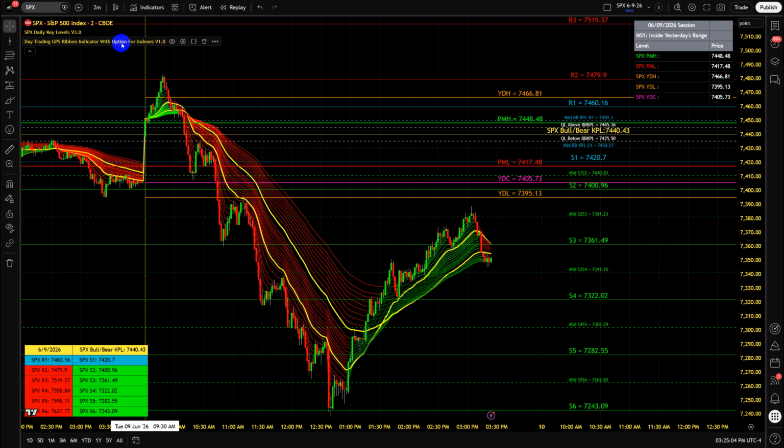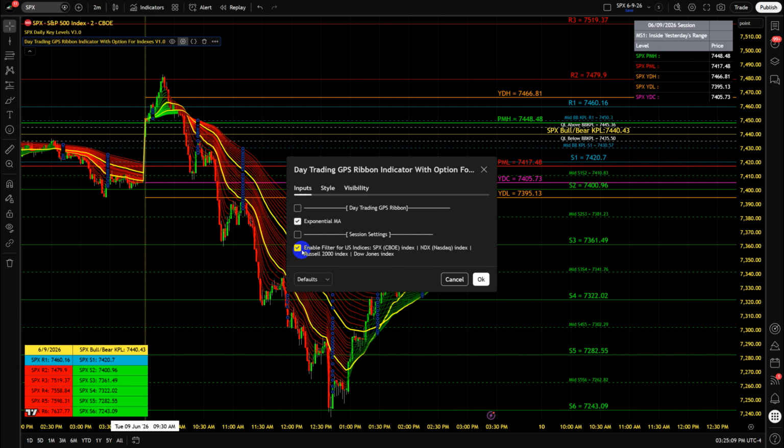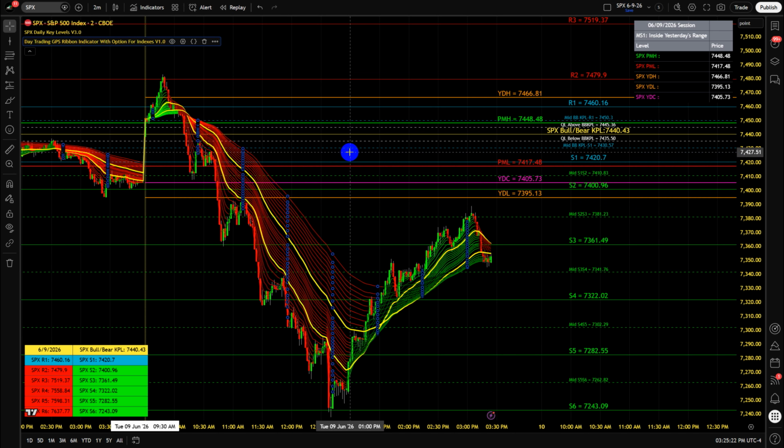Also with this ribbon, you can use it in a dual screen mode. If you have two monitors, you could put one monitor with the ribbon with the filter on and one with the filter off. If you just have a single monitor, then you could do a dual screen, and if you prefer, you could then only take entries when you have a close above or close below a key level and you're getting confirmation from both ribbons with the filter on and filter off. So that's really up to trader preference.